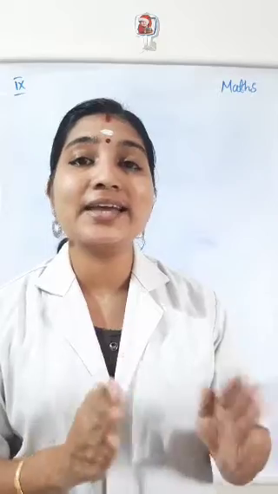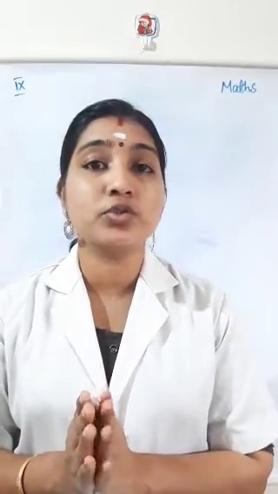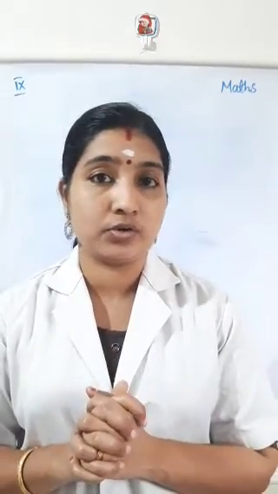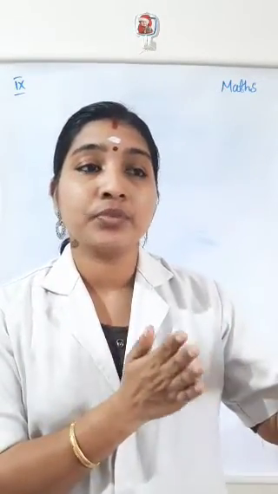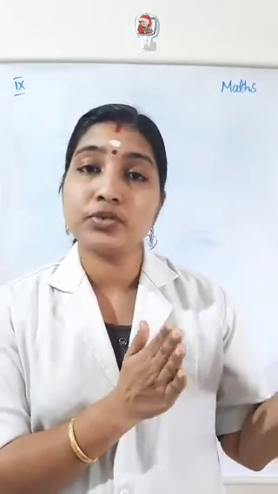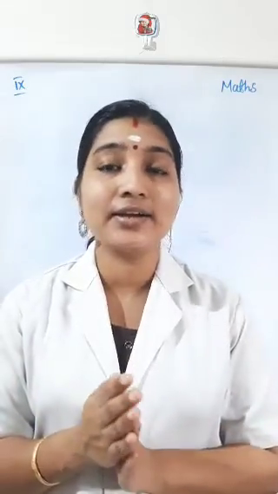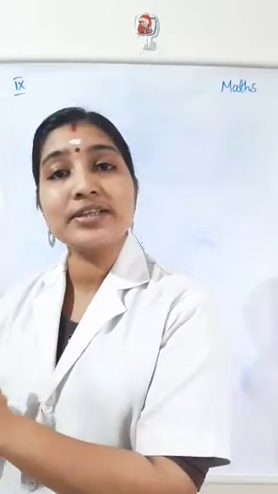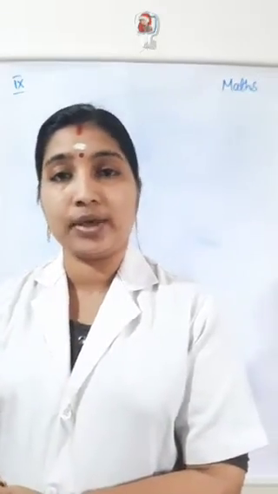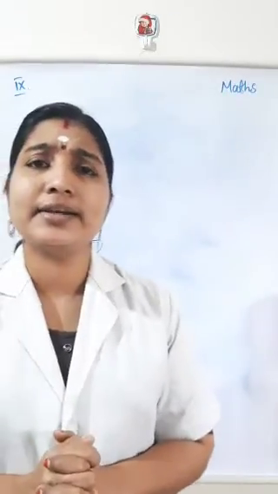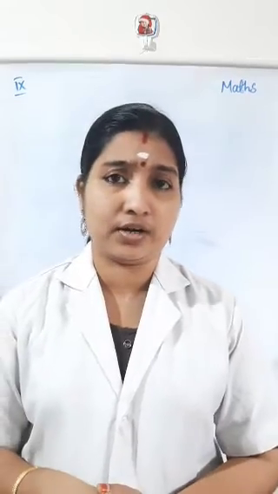The AAS congruence rule is similar. If two angles and one side of a triangle are equal to two angles and one side of another triangle, then the two triangles are congruent. Now today, let us discuss some properties of triangles.